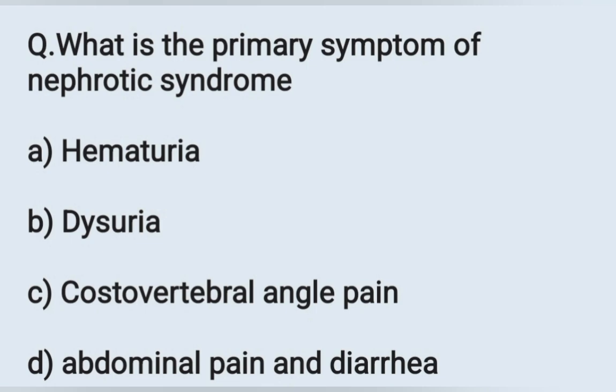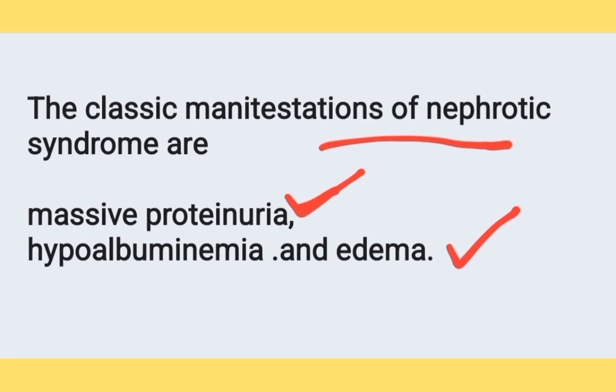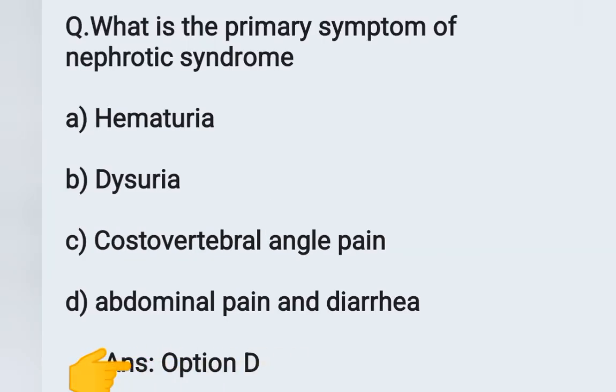Here we can see the classical manifestation of nephrotic syndrome. It includes massive proteinuria, then hypoalbuminemia and edema. This is the classical symptom. Okay, here our question is, what is the primary or initial symptom of nephrotic syndrome? The correct answer is option D, abdominal pain and diarrhea.